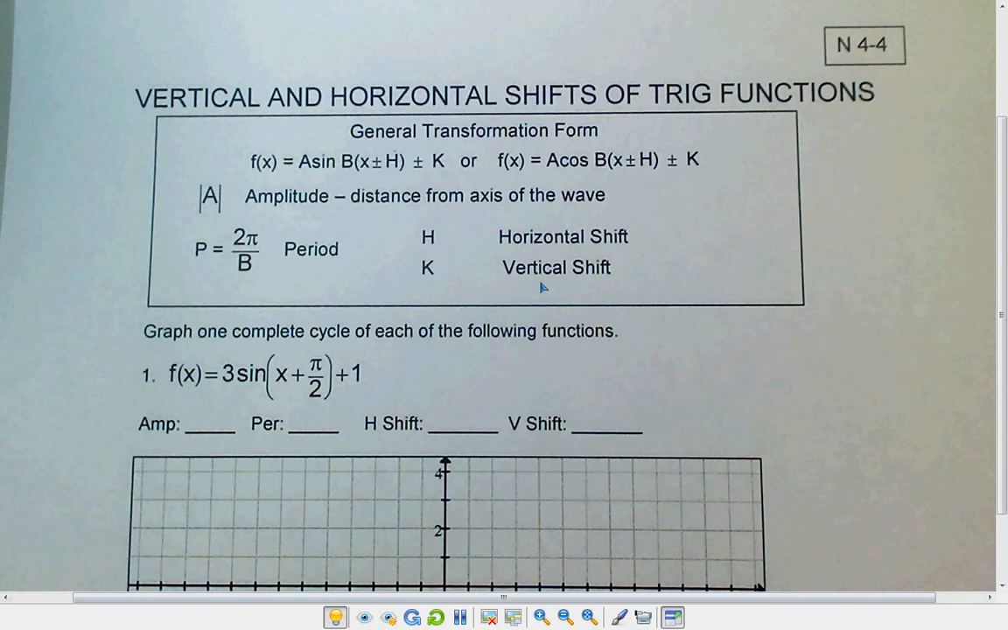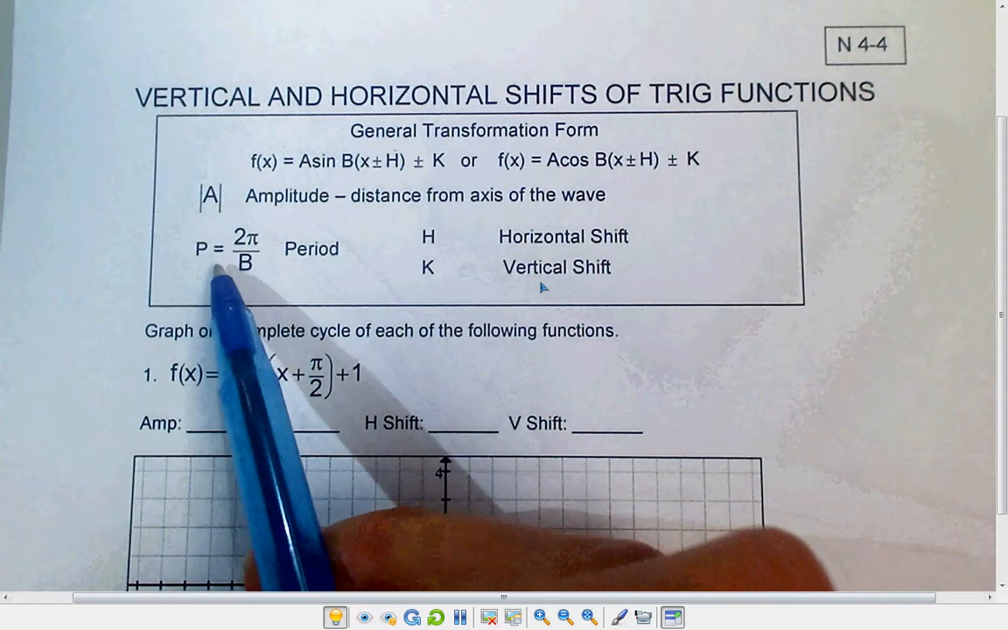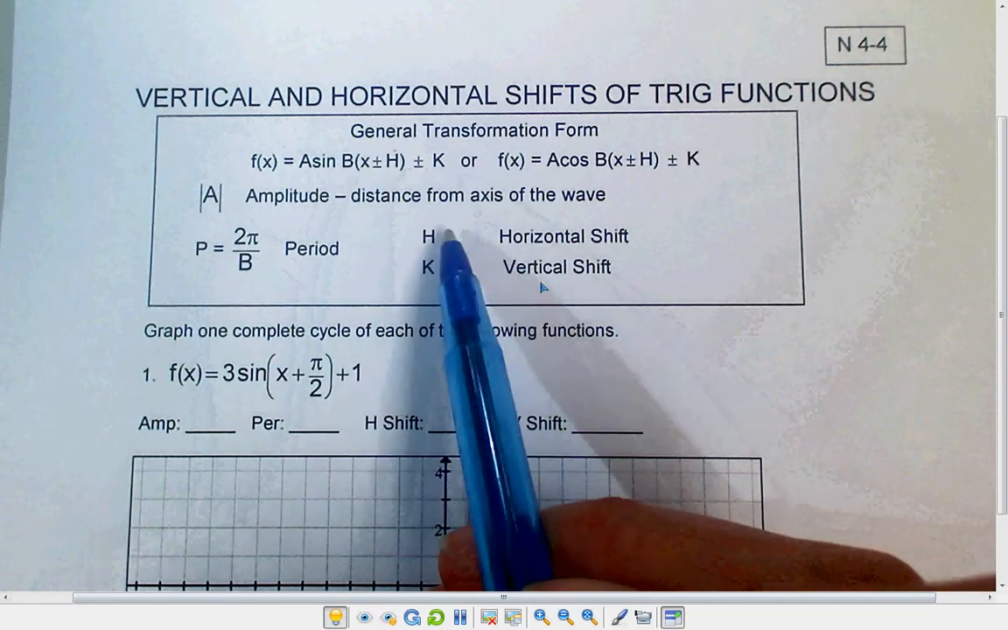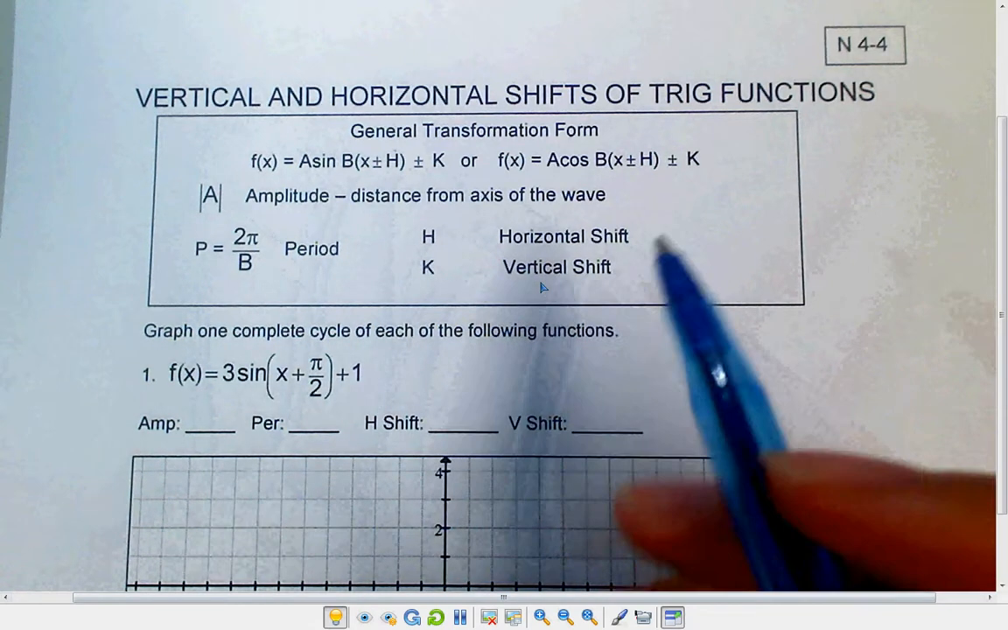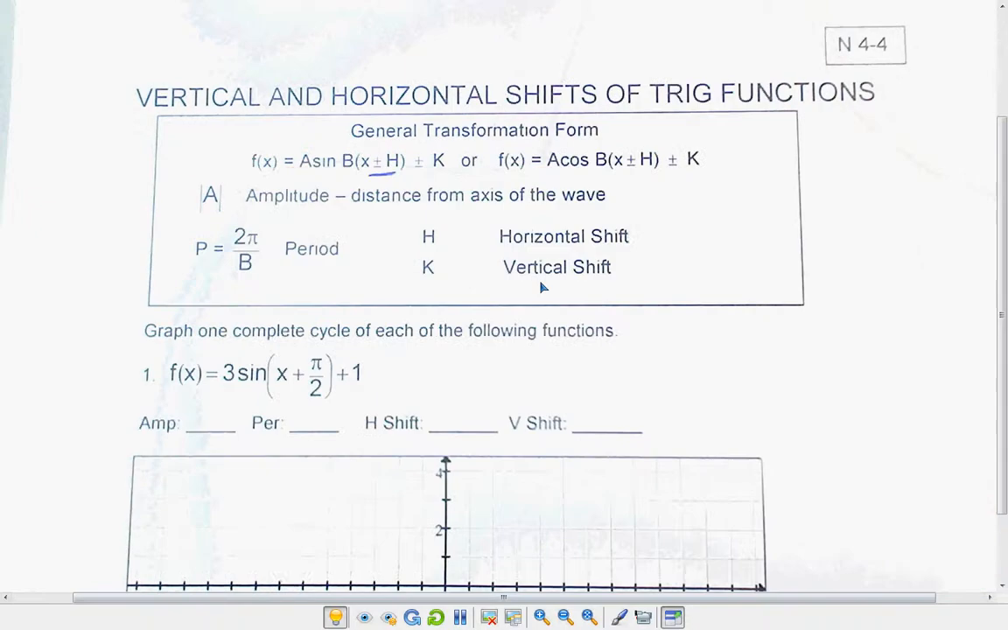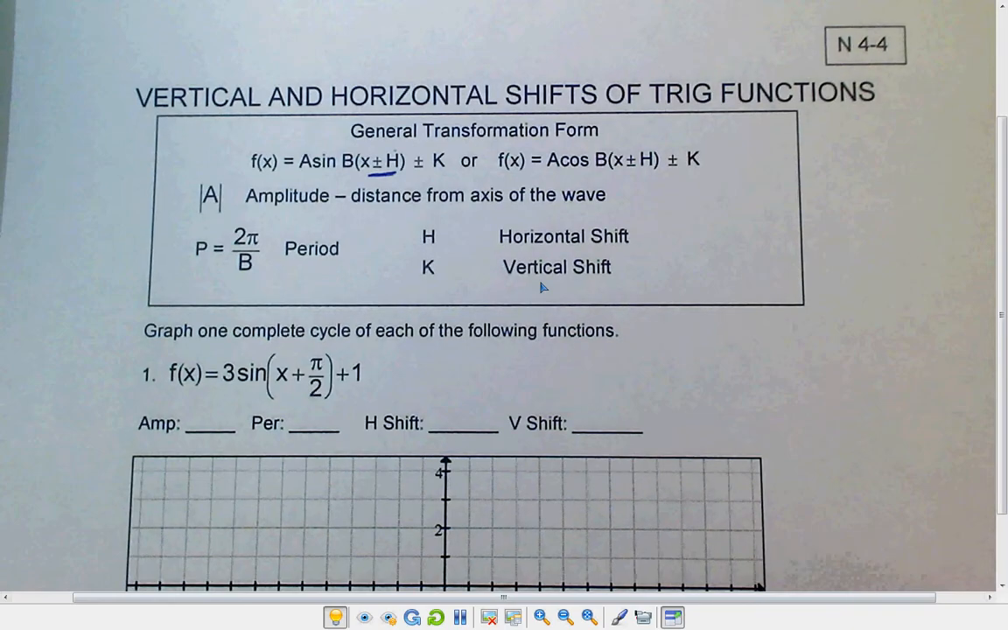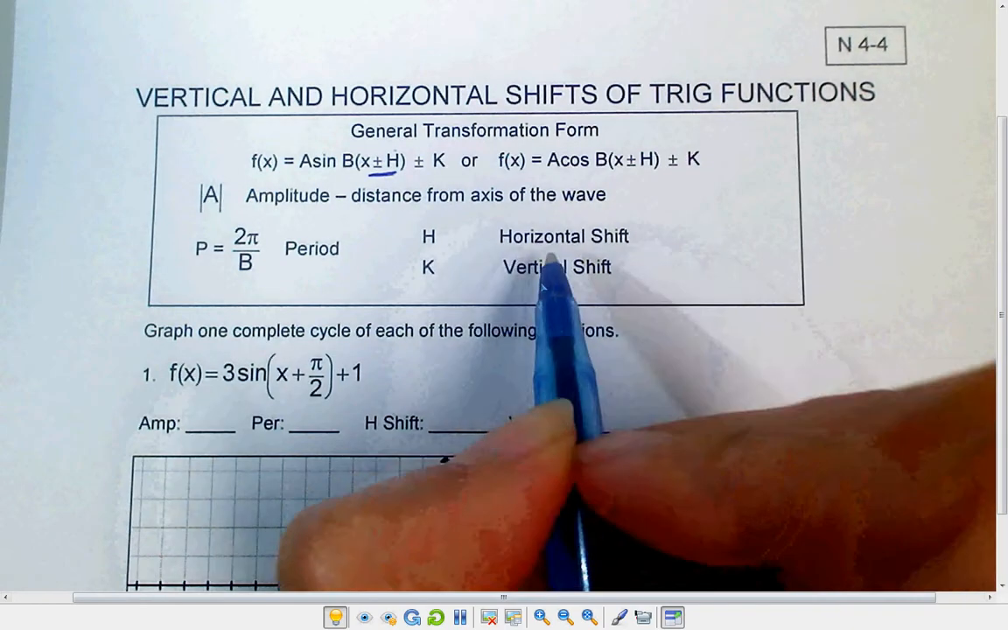Today we're going to be learning about vertical and horizontal shifts. So we already know how to find amplitude and period. The new thing we're looking at today is our h and our k, which are our vertical and horizontal shifts. So h is when something is added inside the parentheses. This is when it's being shifted horizontally, which means left or right.